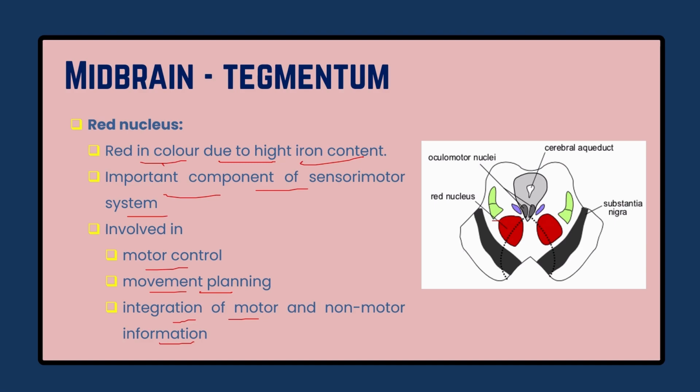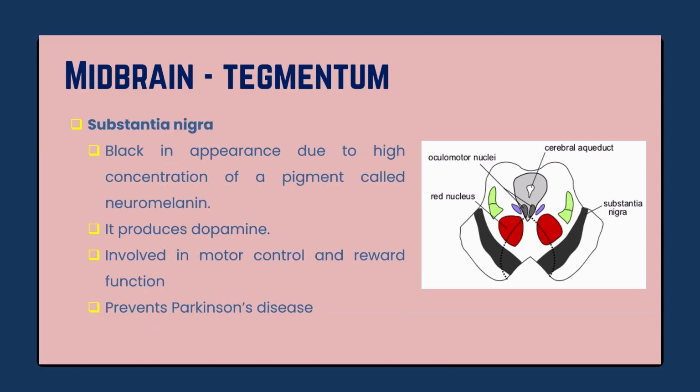You can see it here, the red nucleus here, right? We move on to the next part, which is substantia nigra. You can see this black band here. This is substantia nigra. It is black in appearance due to high content of a pigment called neuromelanin. You have heard about melanin, right? Melanin makes your skin dark. Here we have neuromelanin, which gives this nuclei, substantia nigra, its black appearance.